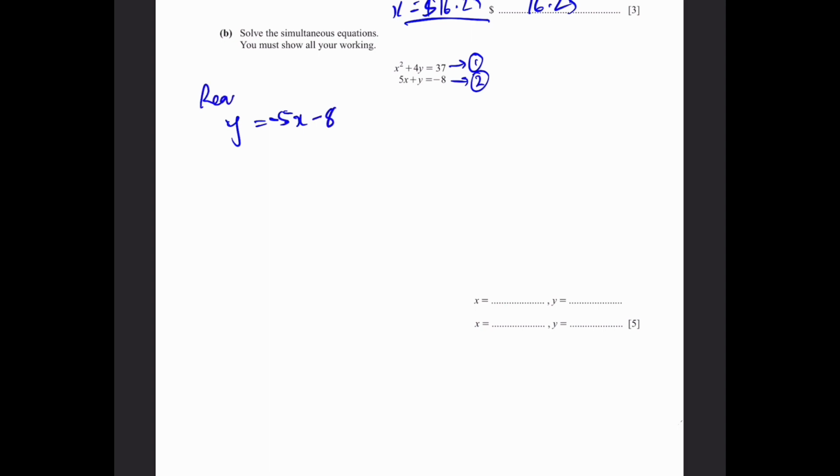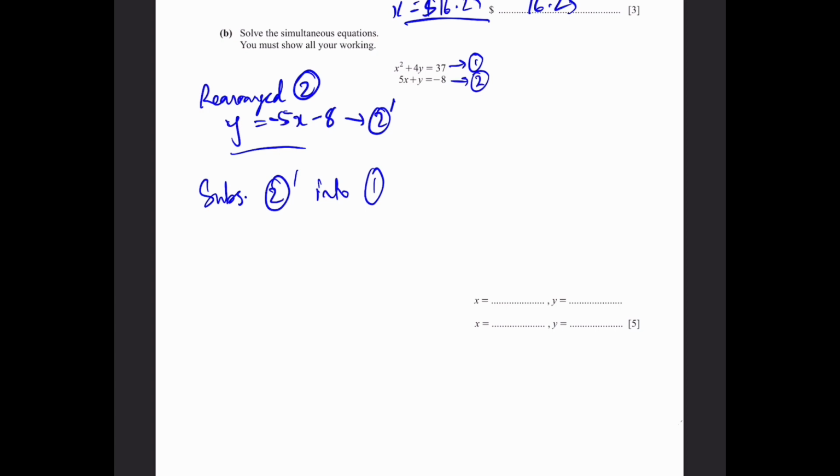Now this is a rearranged form of equation 2. y equals minus 5x minus 8. Let's call it equation 2 prime. By the way, if you know anything about calculus, you might think that this prime means derivative. In this case, I am not meaning that. I just want to say that this is a rearranged form of 2, that's why I've named it 2 prime. Don't think about it in an advanced maths way. We are doing IGCSE extended math, which does not involve any calculus.